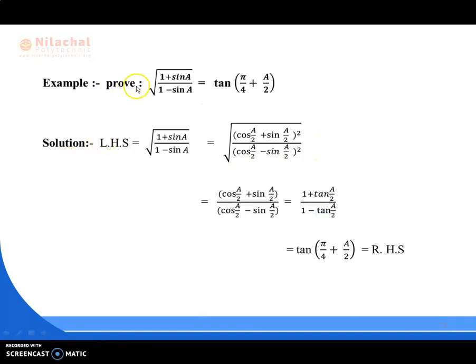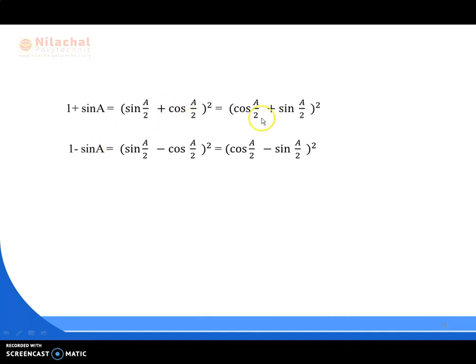For example, this is a very important question. Prove that root over of 1 plus sin A by 1 minus sin A, whole root, equals tan pi by 4 plus A by 2. Let's see, starting from the LHS side. Root over of 1 plus sin A by 1 minus sin A. That means 1 plus sin A, we know, is cos A by 2 plus sin A by 2 whole square, and 1 minus sin A is cos A by 2 minus sin A by 2 whole square.